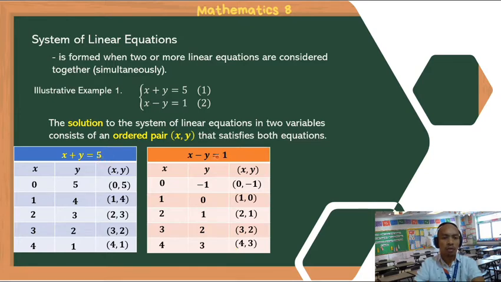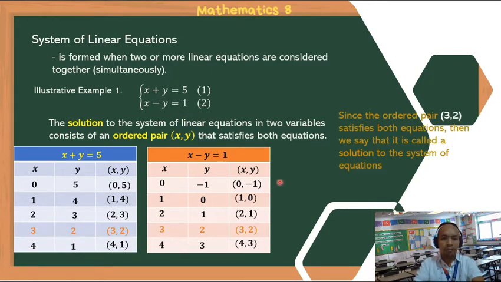The value of x and y that will make both equation 1 and equation 2 correct, in that case, is 3 and 2. As you can see, both equation 1 and equation 2 are satisfied with this value of x and y. So since in the given ordered pair 3 and 2, both equations are satisfied, then we can say that 3 and 2 is the solution of the given system.